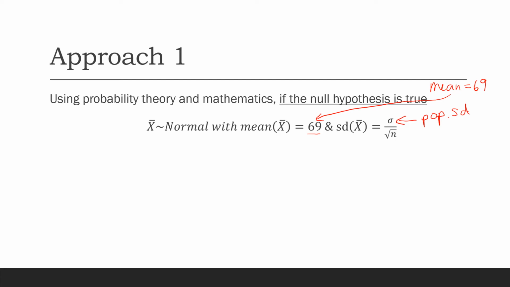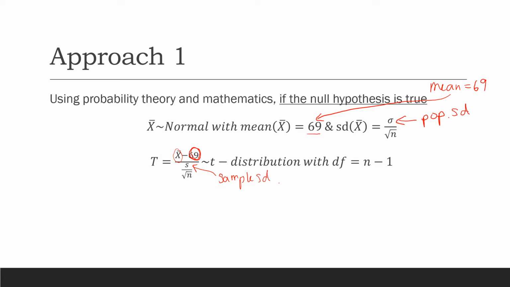And remember that we saw last week that if we take the sample mean, subtract off the population mean, which, assuming that the null hypothesis is true, is 69, and divide by s over the square root of n, where s is the sample standard deviation, that will have a t-distribution with n-1 degrees of freedom. So we have a way we can model the distribution of x bar using our theory.